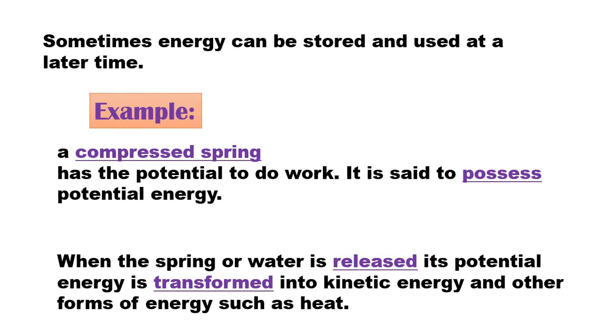Sometimes energy can be stored and used at a later time. It's stored in the object till it can move or till we apply a force on it. For example, like a compressed spring. It has a potential to do work. It possesses a potential energy. When we release the spring, its potential energy is transformed from stationary to kinetic energy, and also other forms of energy such as heat.